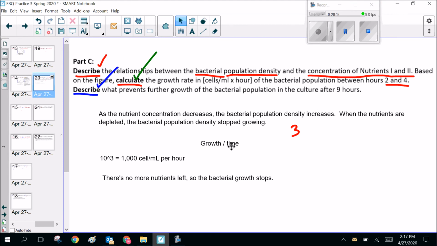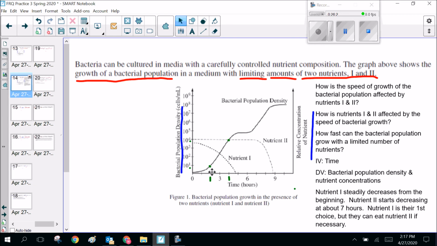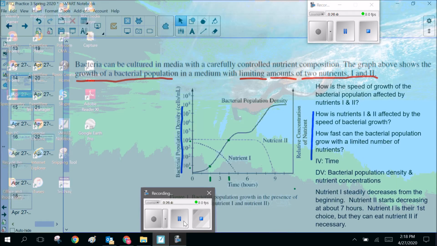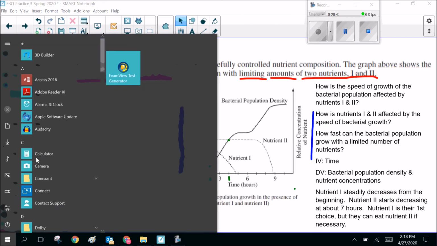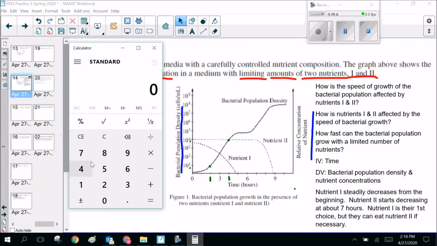So we go in here to growth over time, and it says between hours 2 and 4. I'm going to go back to the graph and look at hours 2 and 4, and I'm going to follow the graph up. It looks like at hour 4, I had 10 to the 4th as my population density, and at hour 2, I had 10 to the 1. So I take 10 to the 4 minus 10 to the 1. If you're wondering what 10 to the 4th means, 10 to the 4th is going to equal 10,000.